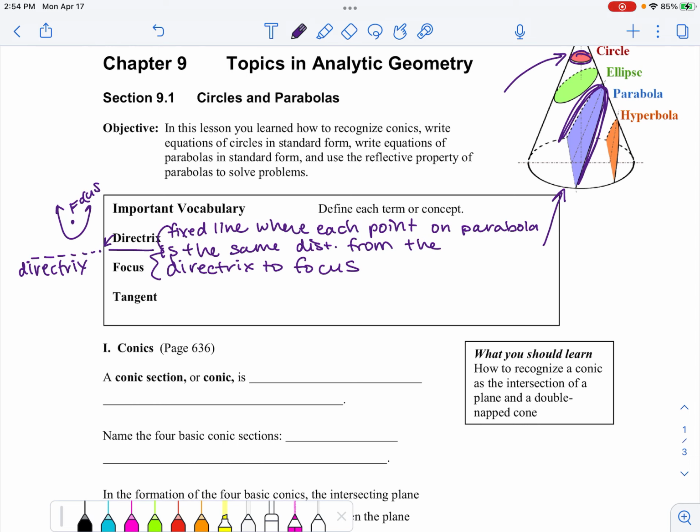And then a tangent line is a line that intersects but does not cross a parabola. So it means it doesn't cross into the parabola. So if this is a parabola, the tangent line will just hit it like that.